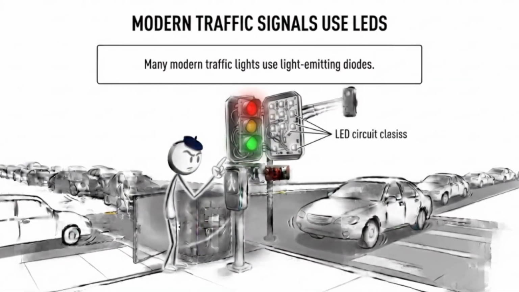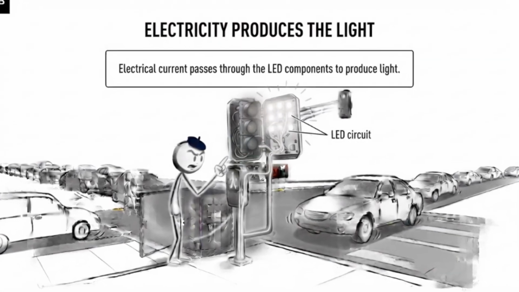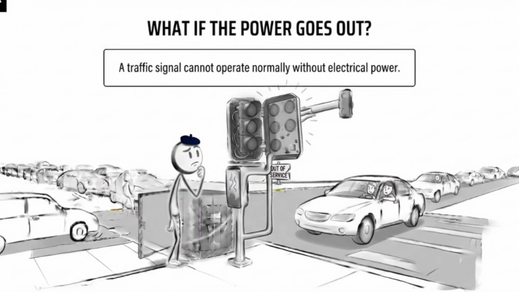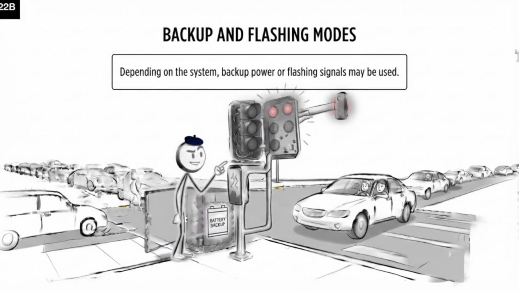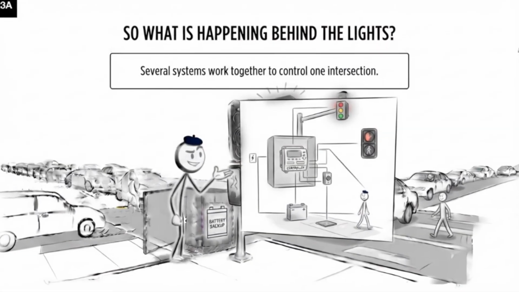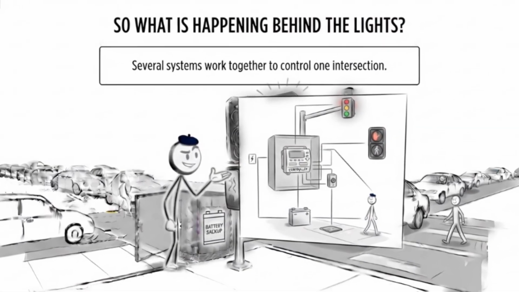When the controller receives information from these sensors, it can use that information to manage the timing of the traffic signals. For example, if one road has many vehicles waiting while another road has very little traffic, a traffic signal system may adjust the timing to help manage the flow. The exact behavior depends on how the intersection has been programmed.